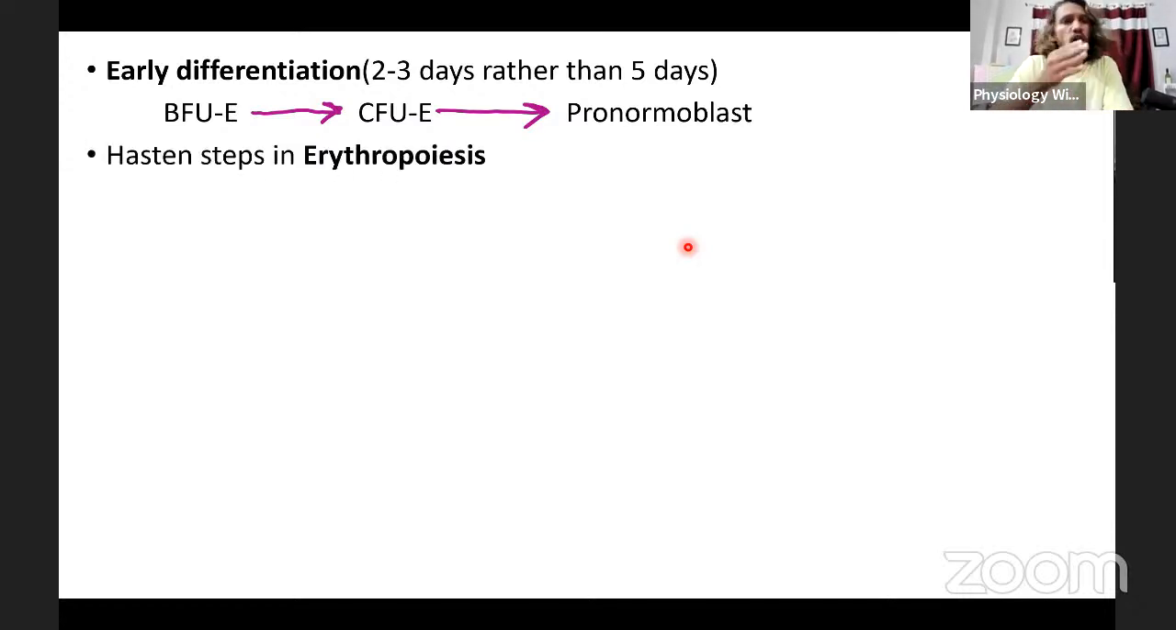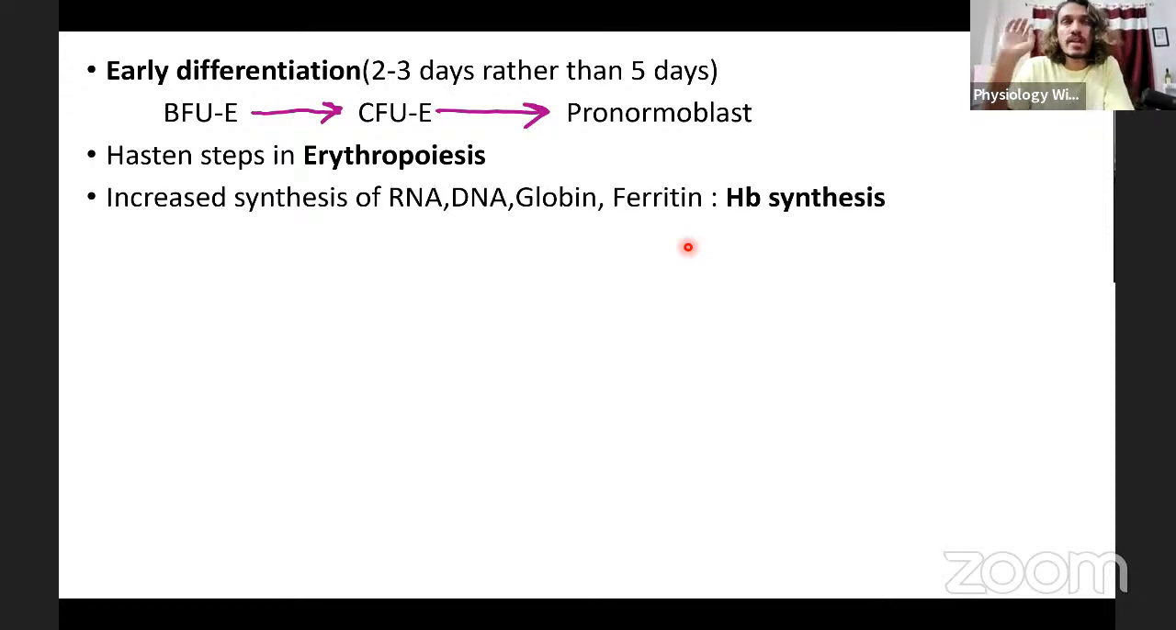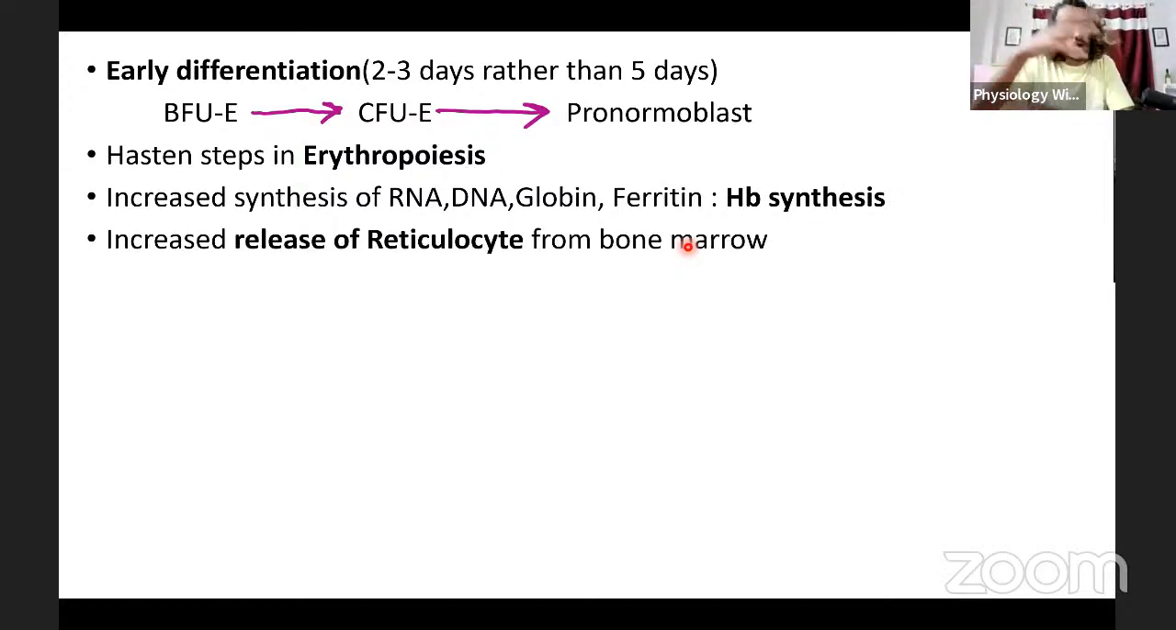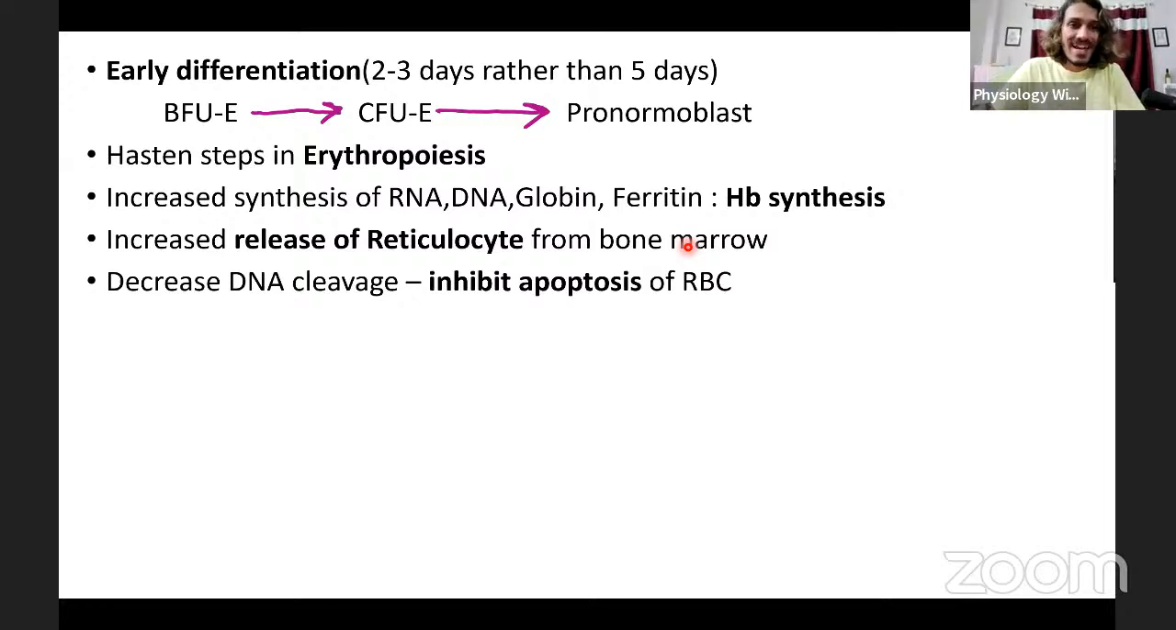Not only early differentiation, almost every step in erythropoiesis is made faster, especially early differentiation. But beyond that, every step in erythropoiesis is made faster. Along with that, it also increases hemoglobin synthesis. And whatever reticulocyte is formed is also released faster. And for the RBCs which are there, it inhibits apoptosis. So in a way, what happens? The early differentiation increases, all the steps in erythropoiesis are increased, increased hemoglobin synthesis is there, whatever reticulocyte is finally formed is released, and whatever RBC is outside, its apoptosis is inhibited so that it can last longer. So erythropoietin does all of these things.